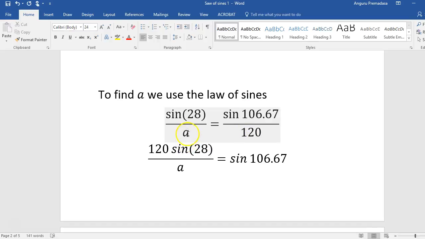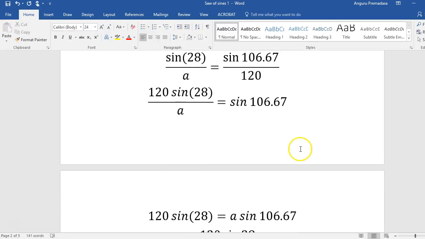So now we need to solve for A. In order to solve for A, the easiest thing to do would be to cross multiply. If I do it in two steps, you don't have to do it in two steps. So you multiply both sides by 120, and then this 120 goes off, and you get 120 sine 28 divided by A is equal to sine 106.68.